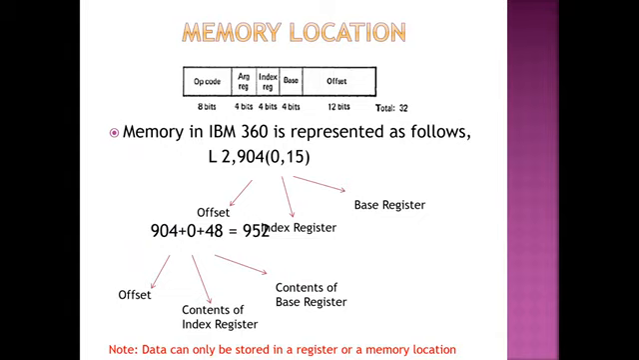Registers, you know already, there are 16 registers in total, 0 to 15. Those registers can contain data, yes, you already know that. Apart from that, the data also can be stored in a place called a memory location. So now this particular slide is going to explain how you represent data, how that memory location is represented.